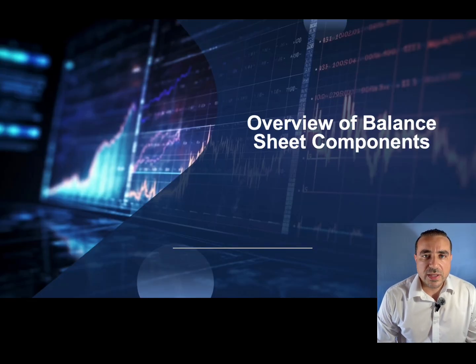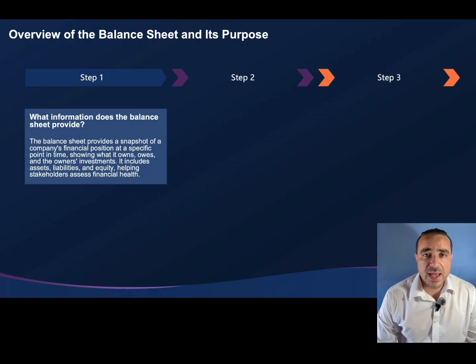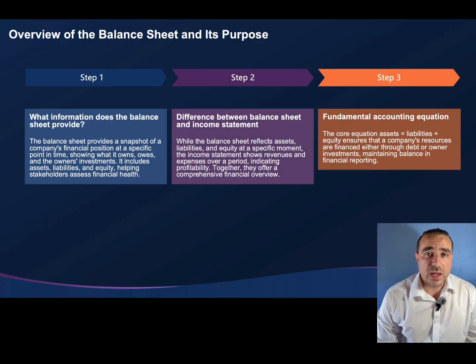So let's start by understanding what the balance sheet is. The balance sheet provides a snapshot of the company's financial position at a point of time. It will show you what the company owns, what the company owes to others, and how much money has been invested by the owners. One important point is the difference between the balance sheet and the income statement. While the balance sheet gives you the financial information about the company at a point of time, the income statement gives you details over a period of time, focusing on the revenue and expenses to help you understand the profitability of the company.